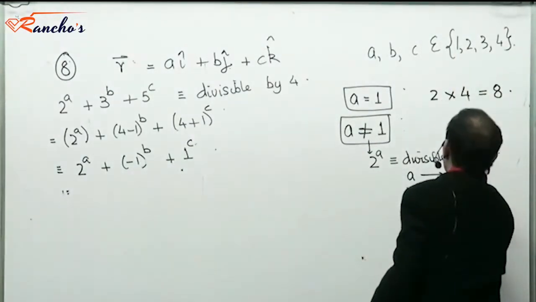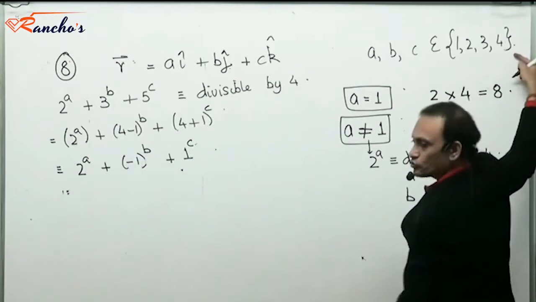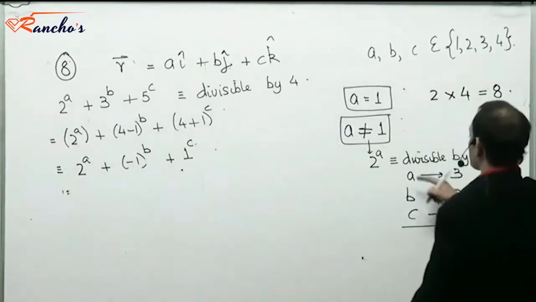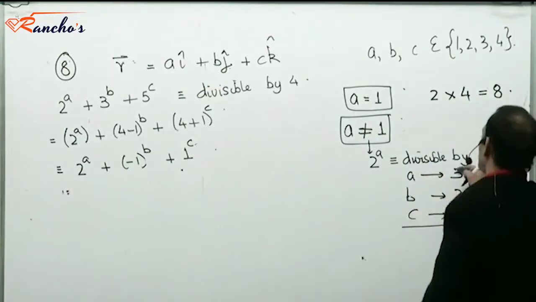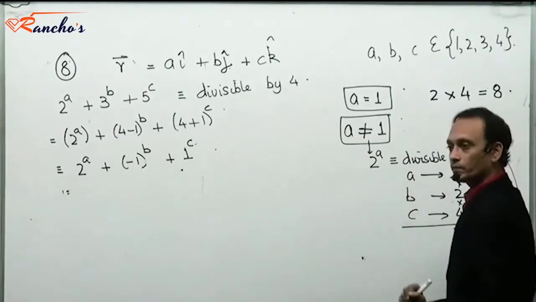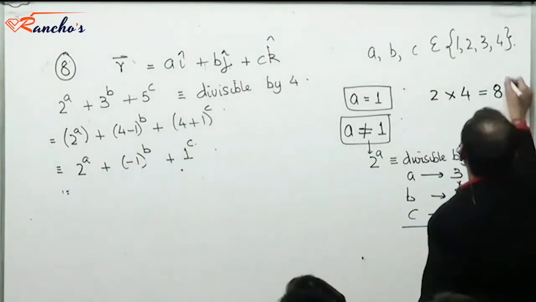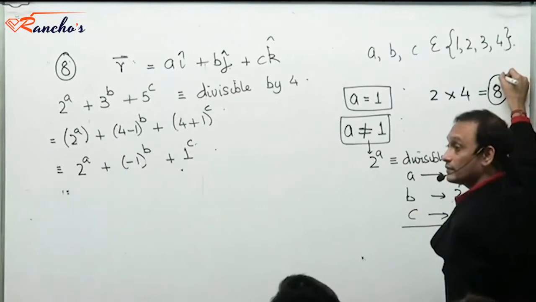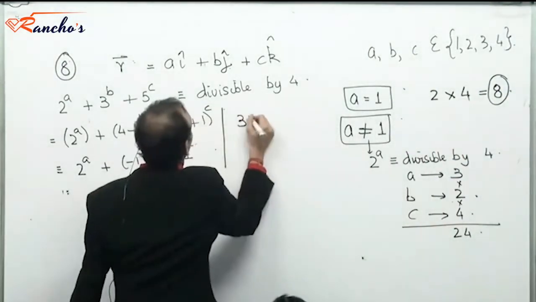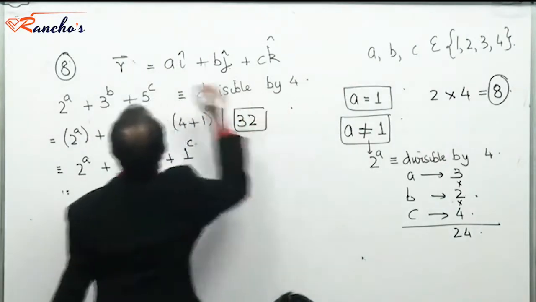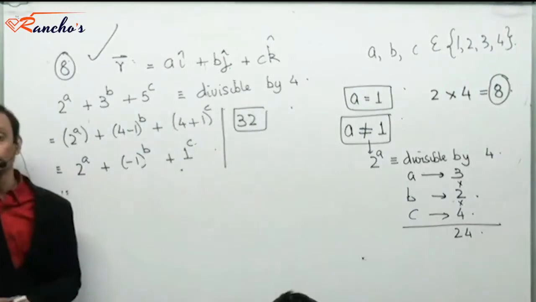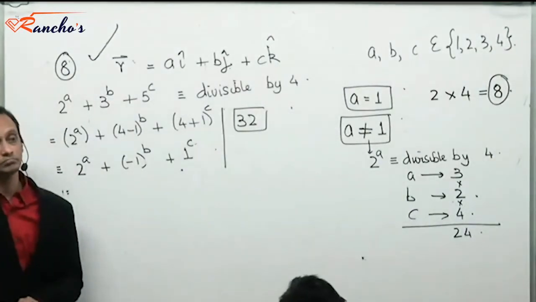So there are 2 ways of selecting b, and c can be any one of these values, 1, 2, 3, 4, so 4 ways of selecting this. So the number of ways of selecting a and b and c would be 3 into 2 into 4. That makes it 24. So 24 plus 8, which makes it 32 cases. So there are 32 ways of selecting this position vector given the condition. Yes or no?